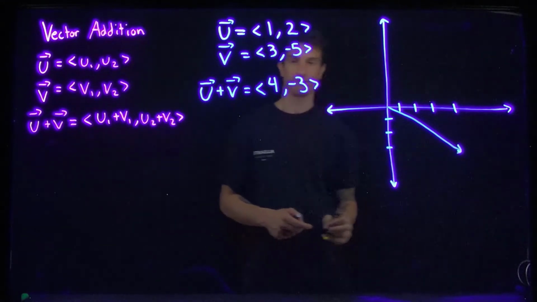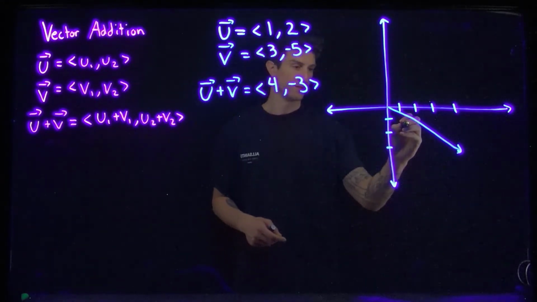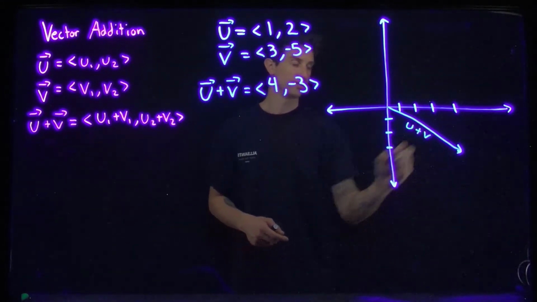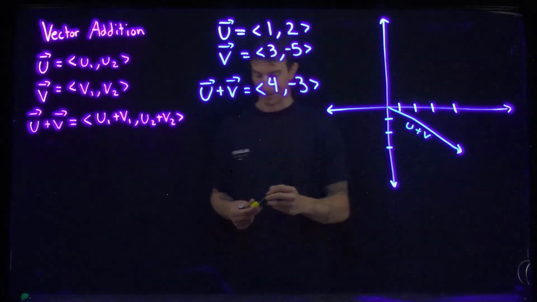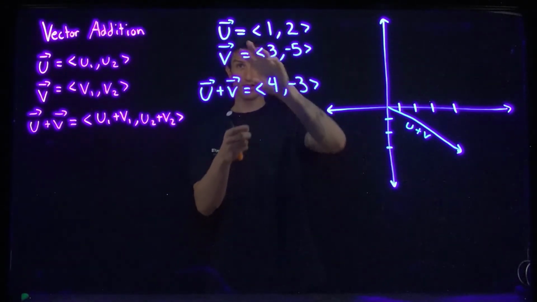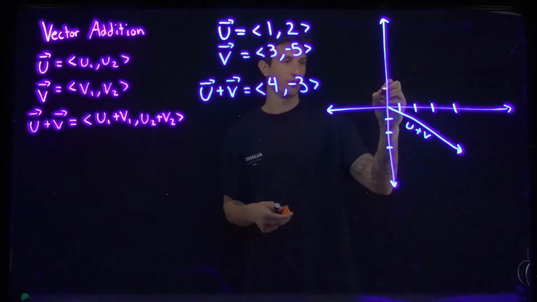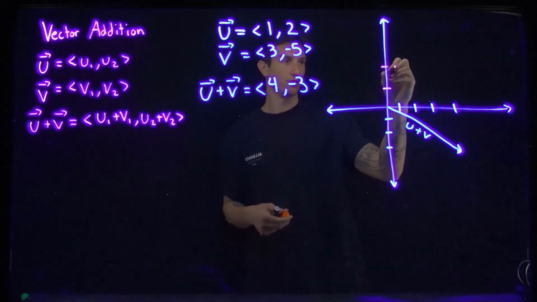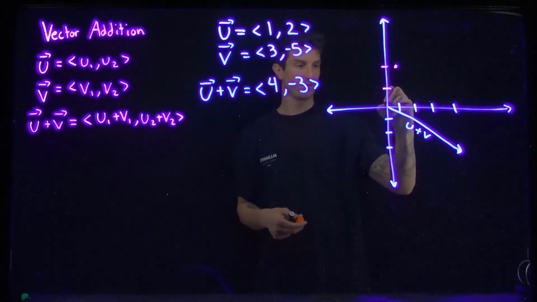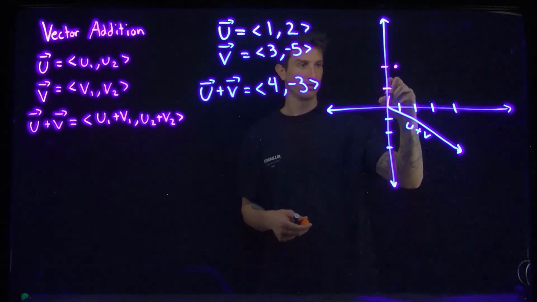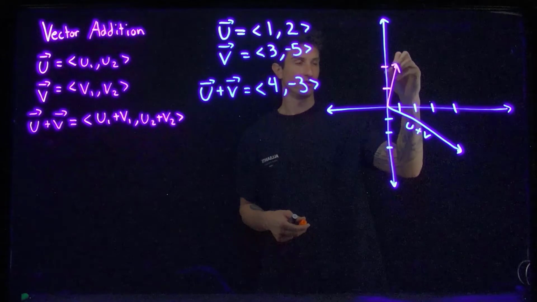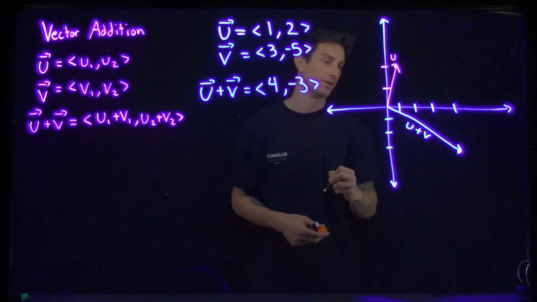Not bad. I'm going to put u plus v just here so we know. Right, so now we have that one graph. Let's go ahead and do u first. So we'll do u is 1, 2. All right, 1, 2. And we'll draw a line from the origin to u, and I'll put u here so we know.